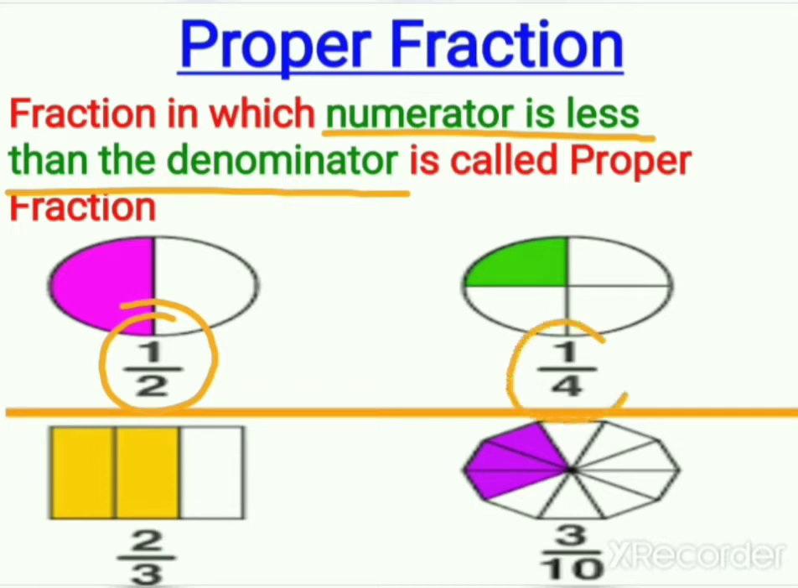In 1 by 4, the numerator is less than the denominator. In 2 by 3, the numerator is less than the denominator. In 3 by 10, the numerator is less than the denominator. So all those fractions in which the numerator is less than the denominator are called proper fractions. So these all are examples of proper fractions.